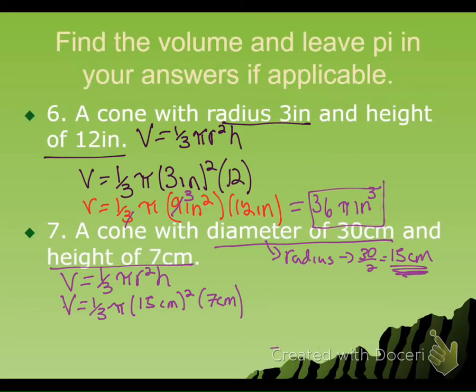15 squared. 225. So you end up with 1/3 times 225 times 7 pi centimeters cubed. What is 1/3 times 7 times 225?